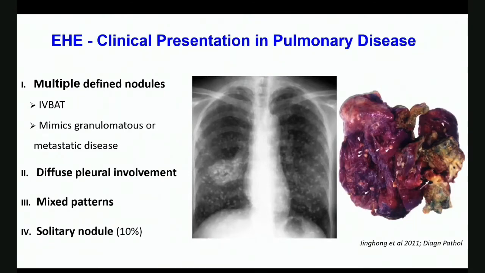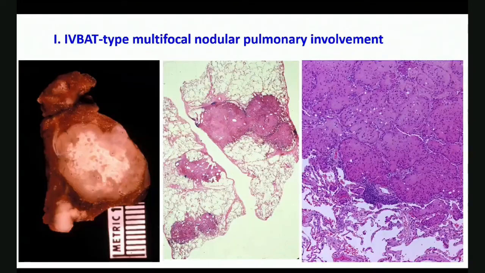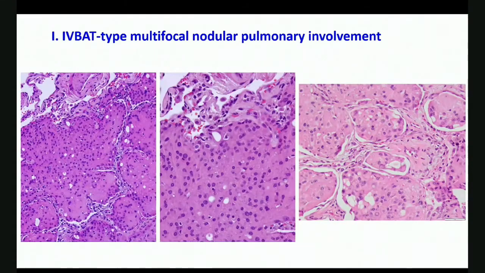EHE is not only heterogeneous at the microscopic level, but also at the clinical level, with various presentations even within an individual organ. In the lung, for example, the most common presentation is the so-called IVBAT picture, with numerous small nodules mimicking granulomatous or metastatic disease. These solid nodules have a chalky white cut surface and microscopically may have well-defined borders, resembling the initial images by Dale and Lebo with tumor plaques filling the alveolar spaces.